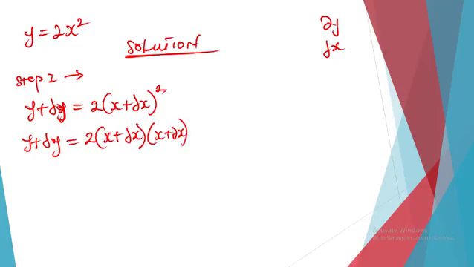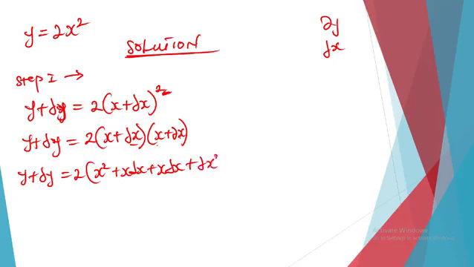You know why we did that? Because we have a power here. And our y plus dy will be equal to 2 into x times x is x squared. x times dx will give us x dx. Dx times x will give us x dx, not dx squared. You know that, right? Then dx times dx will give us dx squared. We collect like terms. Our y plus dy will then be equal to 2 into x squared plus x dx and x dx, so we have 2x dx, plus dx squared.